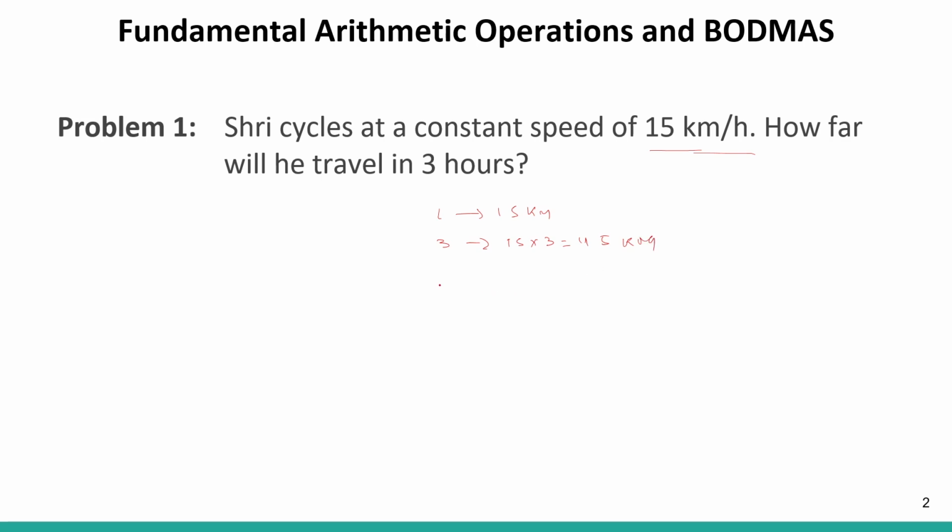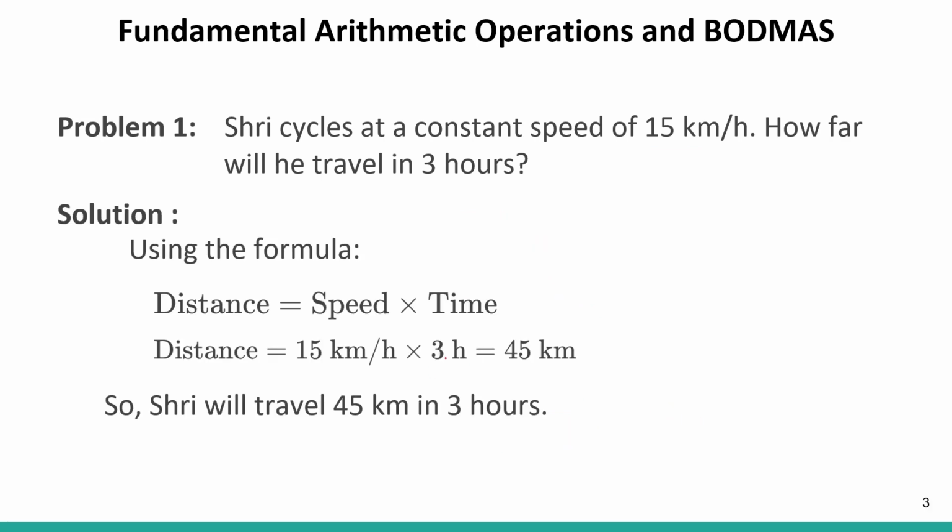Or we can also use the speed distance formula, that is speed is equal to distance by time. In this case, we have the speed and we don't know the distance, let it be x, and we know the time, that is 3 hours. So this implies that x is equal to 45. So this is the final answer. Let's jump into question number 2. So here the answer is 45 km in 3 hours.